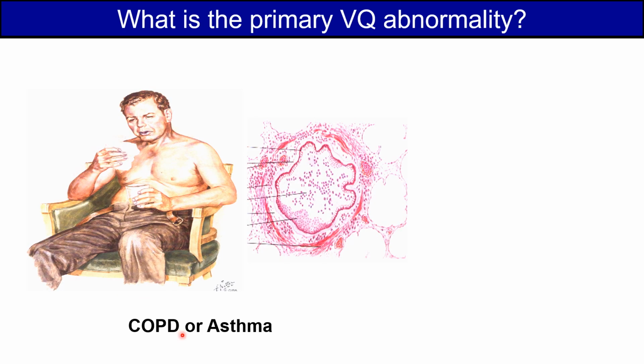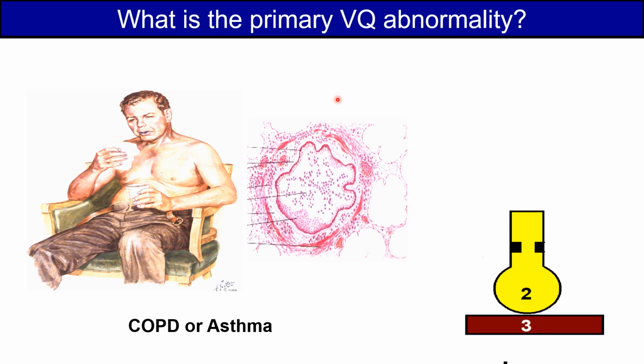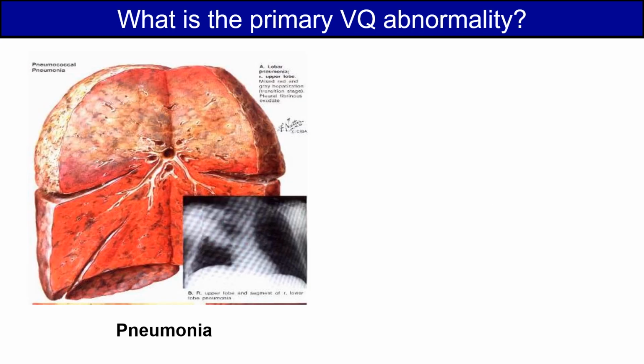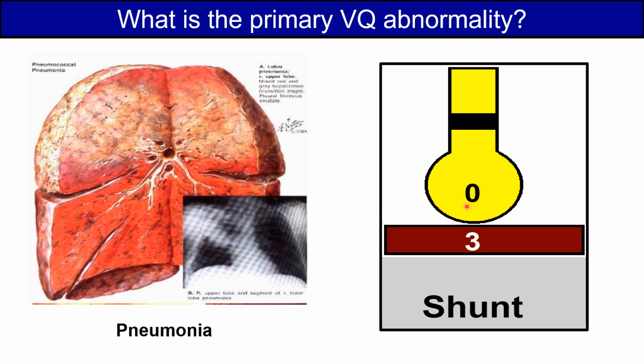So in COPD or asthma, what is the primary V/Q relationship? There will be obstruction in the airways, there will be diminution of ventilation, and therefore it is a low V/Q relationship. How about in pneumonia? What is the V/Q relationship? The alveoli will be flooded by exudates, and therefore the ventilation will be zero, and you have a shunt V/Q relationship.